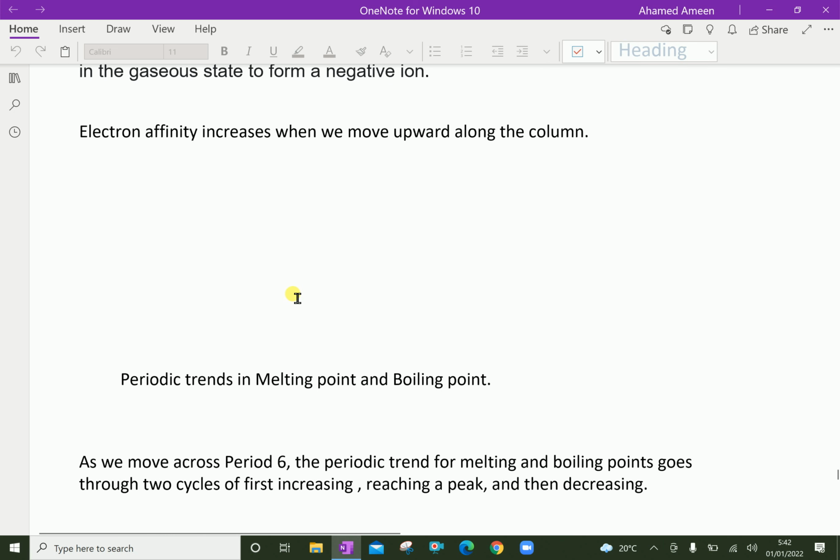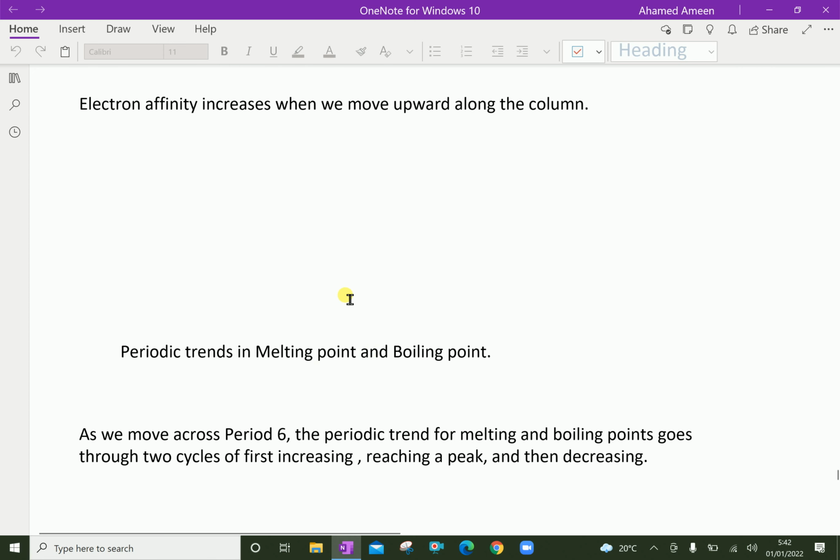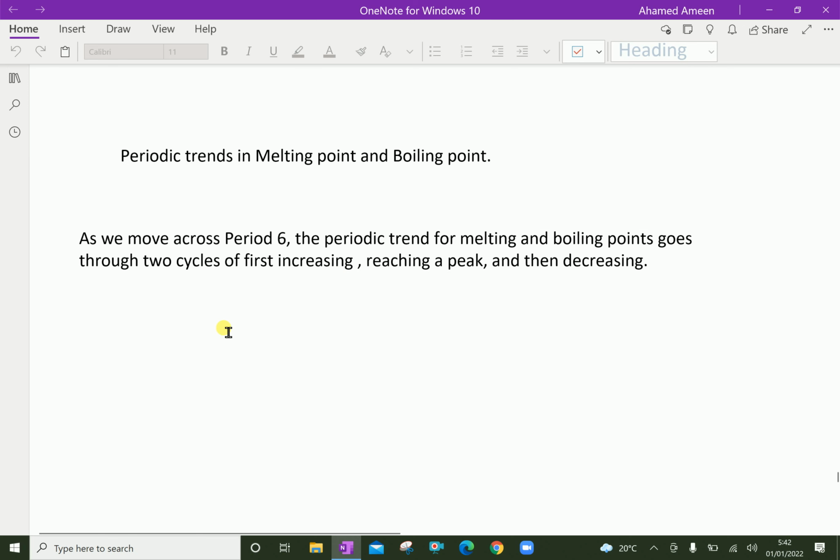Now, we will discuss other periodic trends in the melting point and boiling point of an element. As we move across period 6, the periodic trends for melting and boiling points go through 2 cycles of increasing, reaching a peak and then decreasing. Notice that instead of a generally increasing or decreasing trend, melting and boiling points reach 2 different peaks as d and p orbitals fill.